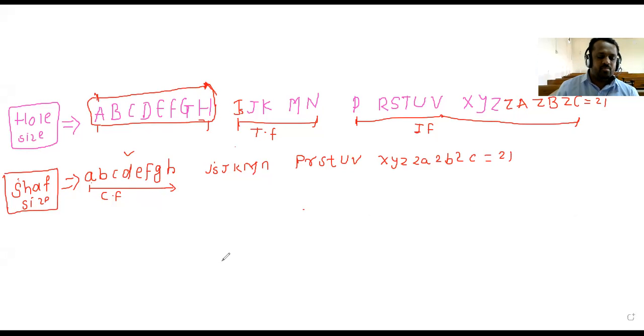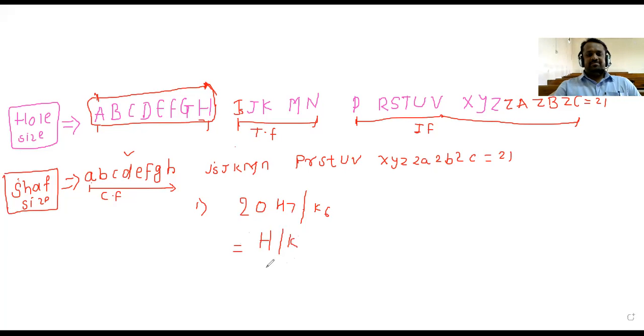So if such a condition is there, the next example is 20 H7 slash small k6. Then tell me how to identify the fit. Here capital H slash small k. Then tell me how to identify the fit here.